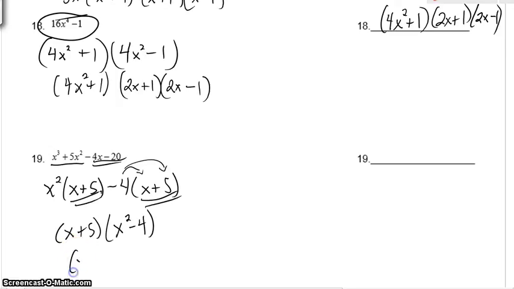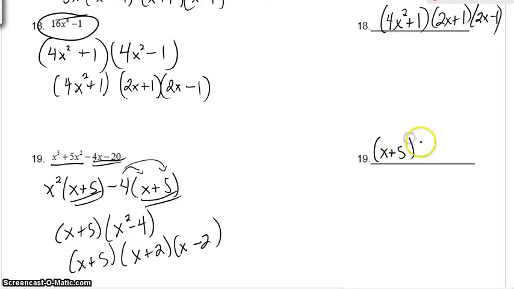Well, the x squared minus 4 is a difference of squares. Here we go again. And that, thankfully, can factor to x plus 2 and x minus 2. And that's going to complete that third page. So we just have one last page to take a look at. Let's flip over to number 20.